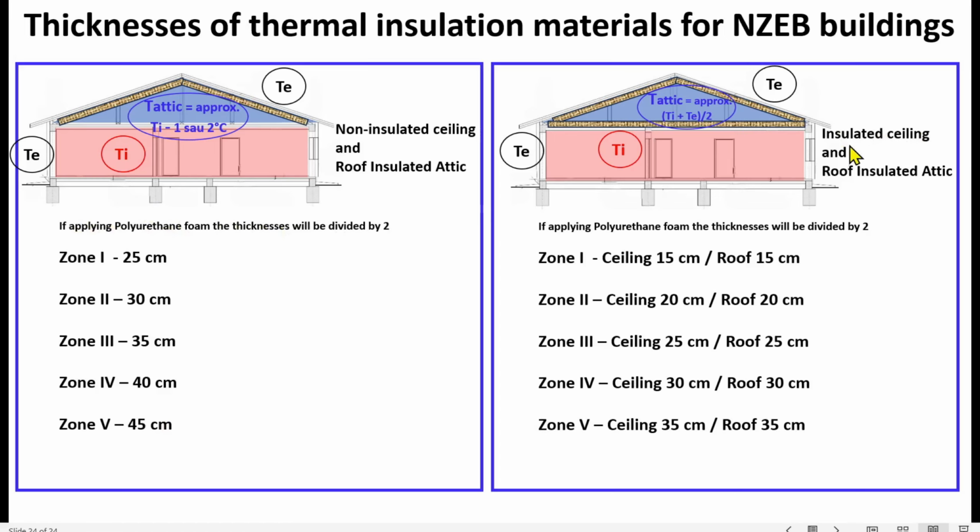For insulating ceiling and roof insulating attic: Zone 1 ceiling 15 centimeters, roof 15 centimeters. Zone 2 ceiling 20 centimeters, roof 20 centimeters. Zone 3 ceiling 25 centimeters, roof 25 centimeters. Zone 4 ceiling 30 centimeters, roof 30 centimeters. Zone 5 ceiling 35 centimeters, roof 35 centimeters. If applying polyurethane foam, the thickness will be divided by 2.